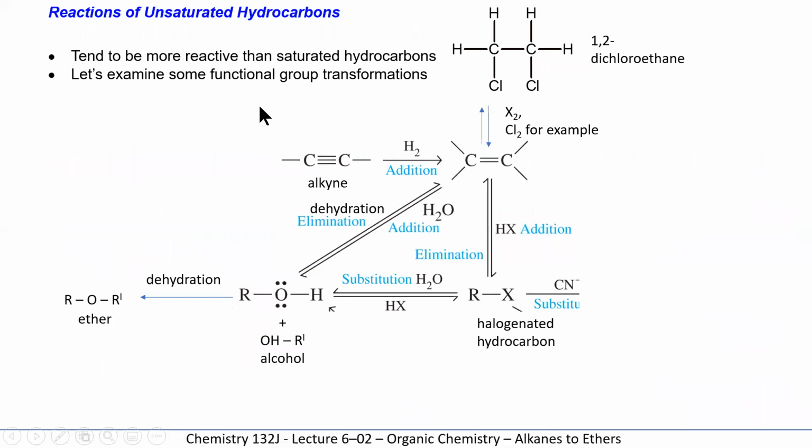Now we're going to start talking about reactions involving unsaturated hydrocarbons. So unsaturated hydrocarbons tend to be more reactive because the electrons that form the double bond and the triple bond tend to be shared above and below the plane of the carbons, further away from the carbon atoms. So they are more vulnerable to attack by reagents. So we're going to look at these various reactions here. One by one, we're going to study them. So the first example here, if we add hydrogen to an alkene, we end up with an alkane.